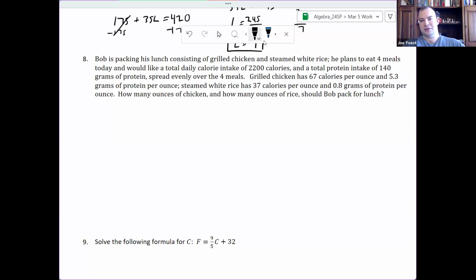Okay, so let's figure out what we want to know. What is our end goal? How many ounces of chicken? How many ounces of rice? Let's call C the number of ounces of chicken and R the number of ounces of rice. I know also that I have some constraints. The goal is to achieve a certain number of calories and a certain number of grams of protein in this meal.